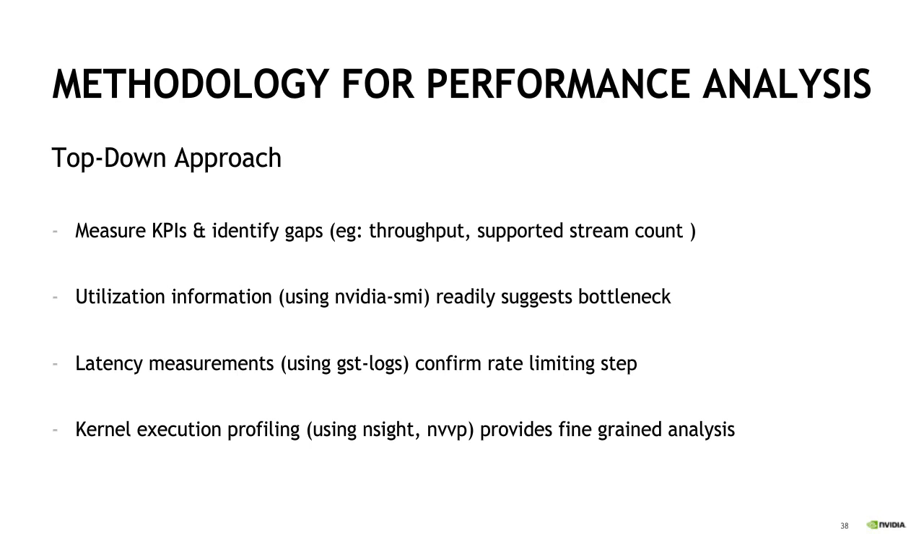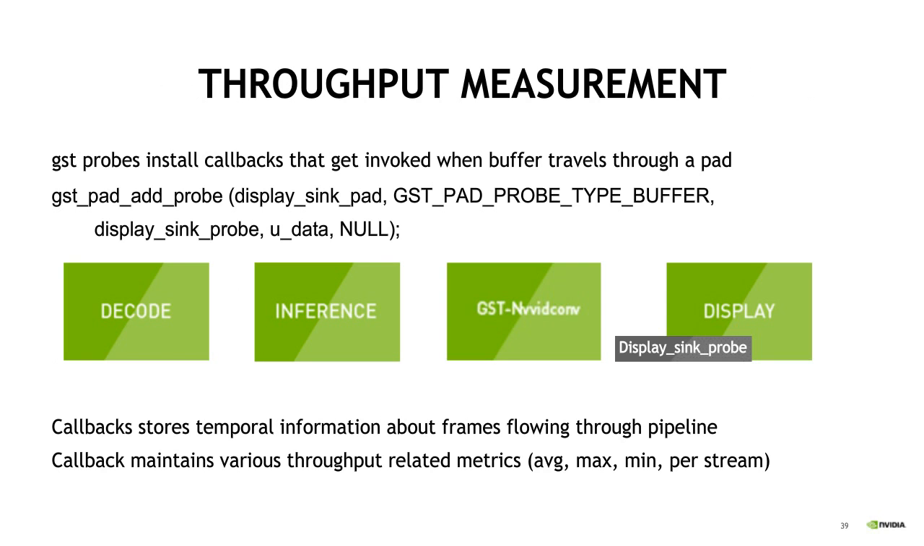To measure throughput, we use probes to get a sense of the data flow. For the input port of the display plugin, we can install a probe that will log the time it takes for a frame to pass through this plugin. This can generate metrics such as average, maximum, and minimum frame throughput at a granular level for each video stream.